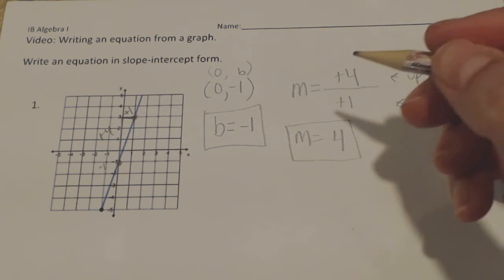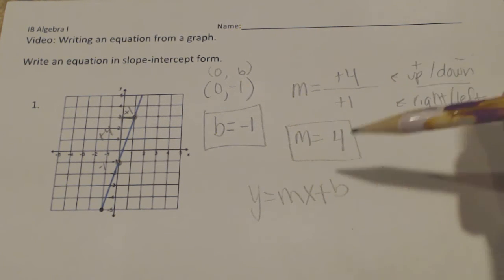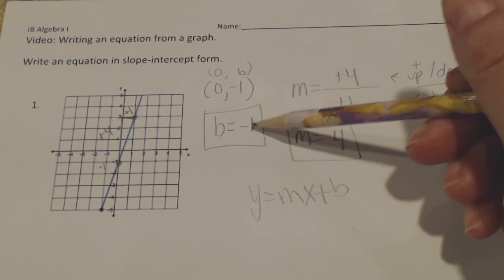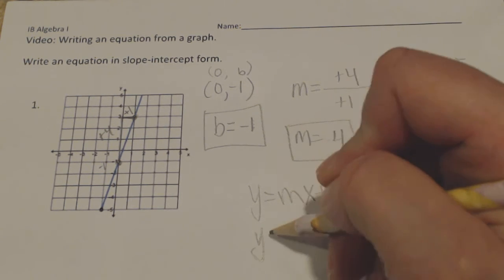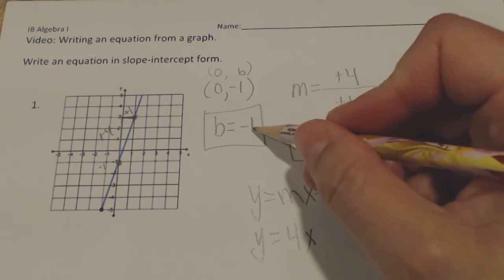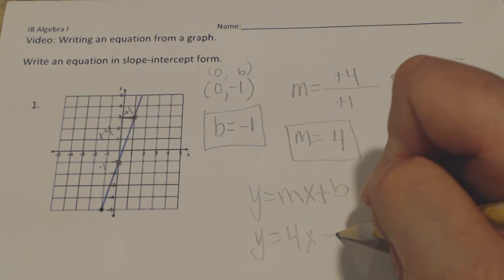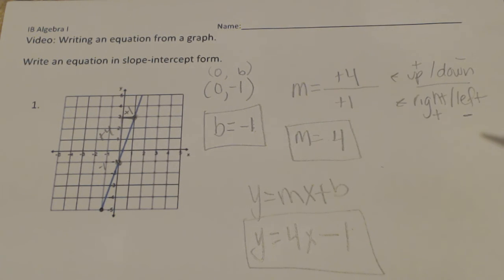So in writing my equation, we write it as y equals mx plus b. The two properties that I need here are -1 and this positive 4. So our m is positive 4, so y equals 4, bring down your x. Our b is negative, so this is going to be minus 1. So our equation is y equals 4x minus 1. This is what I'm going to look for first before I check any of your work. I'm going to see if this is right.